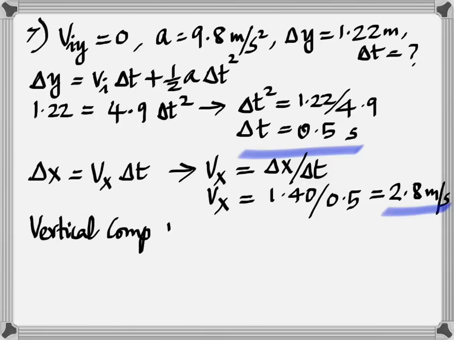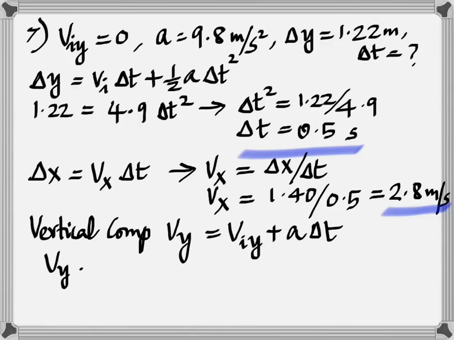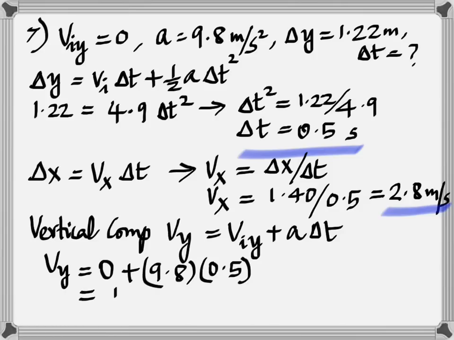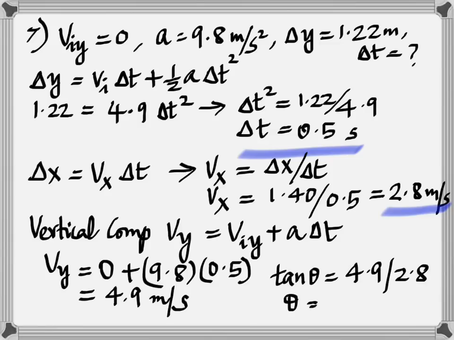And then to find the direction of the velocity before it hits the floor, find the final vertical component. And then take the tan theta. 60.2 degrees.